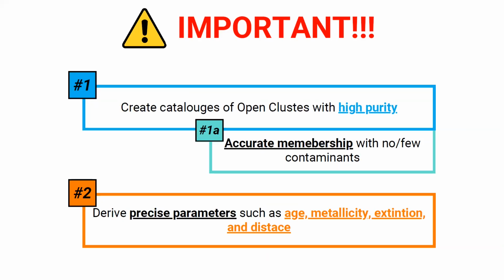Why is it so important? And for the clusters that you find, you also want accurate membership, so it will not contain contaminants. We will see that with automated tools, these two are very tricky to reach, and we are not at the optimal point right now. And the last important thing is that you need to derive precise parameters for these clusters to make all the studies that we saw before.